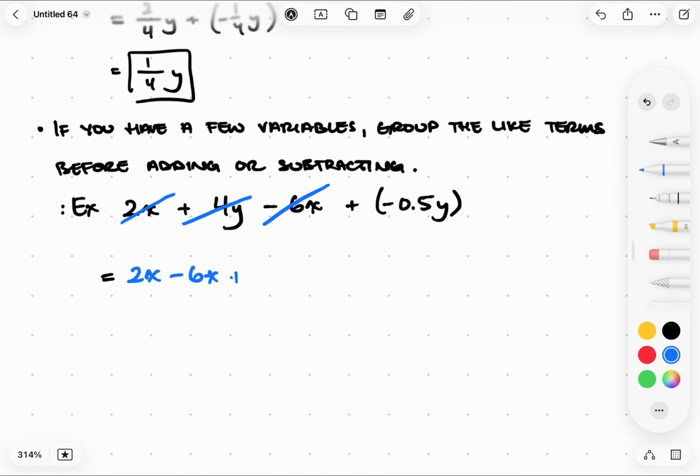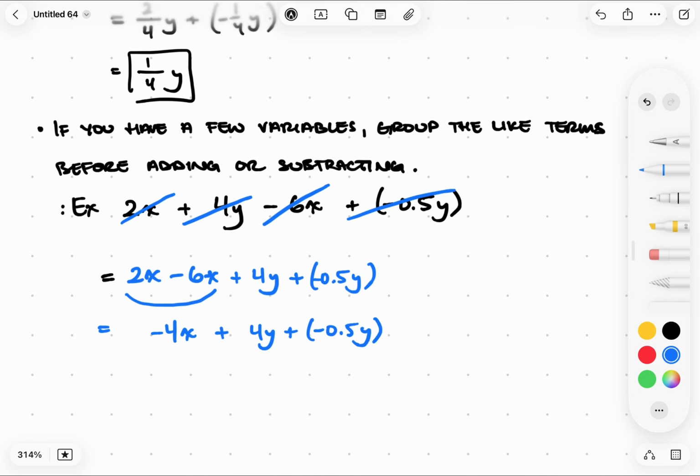So I'm going to do the plus 4y. Again, the plus just follows that. And I have the plus negative 0.5y. Now I should be able to answer these by going one variable at a time. In this case, I'm going to start by combining these two. I'm going to have 2x minus 6x, which makes it negative 4x, plus, and then I'll just write down the 4y plus negative 0.5y. You see how I'm not going to bite off too much at once, because sometimes it's hard to keep track.